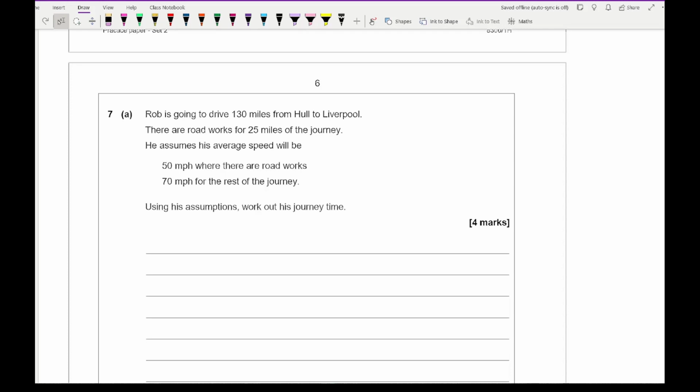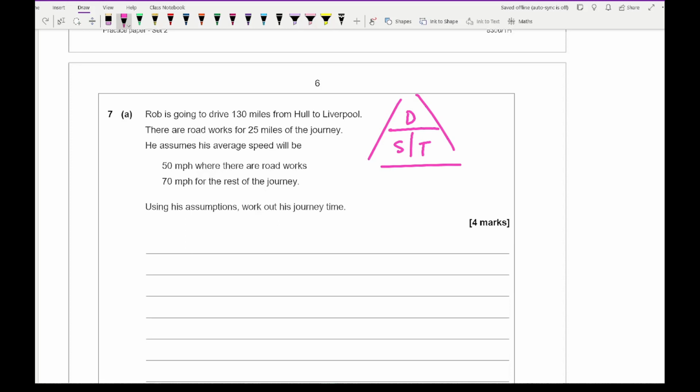So for this, what we need to do first is recognize that distance equals speed times time. So think about your triangle, even though they're stopping you using your triangles now. But in terms of working it out, we know that time, which is what we're working out, is distance over speed.